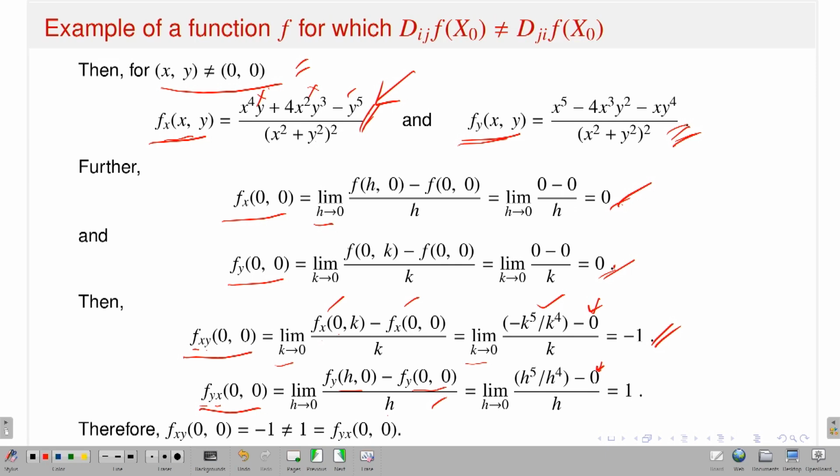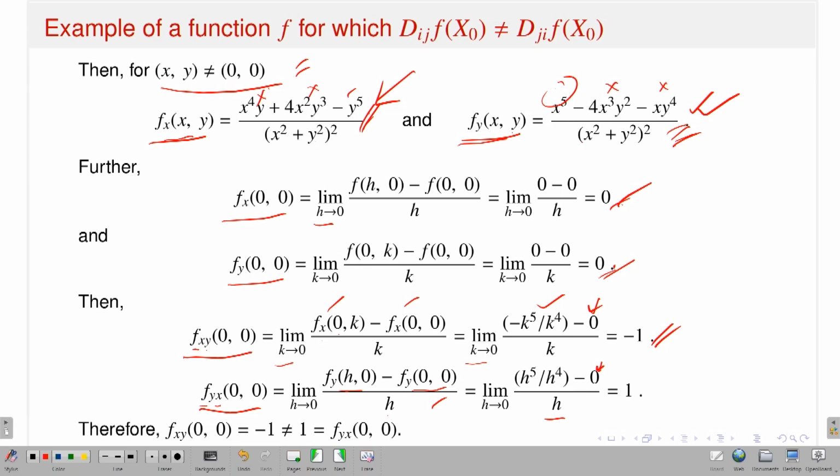And what will happen to f_y at (h,0)? Now, (h,0) is a point which is different from the origin, and this is exactly the calculation I have done. So f_y at the point (h,0), that means y is 0, so this term will not be there, only this term will be there. So that means h to the power 5 divided by, again, h^2 squared, that means h^4, y is 0. So, divided by h, again it should be 1.